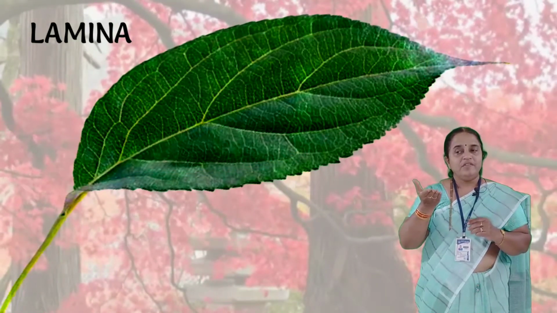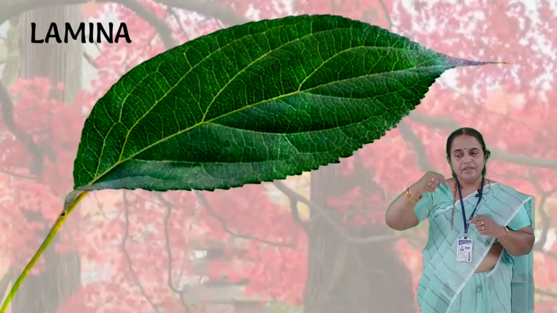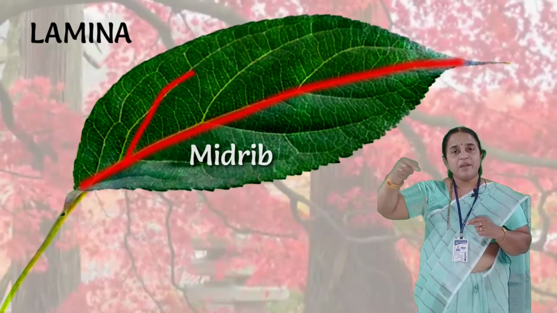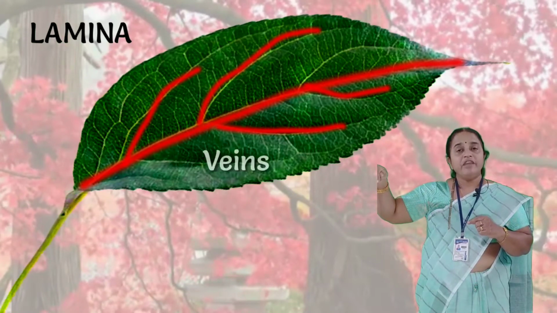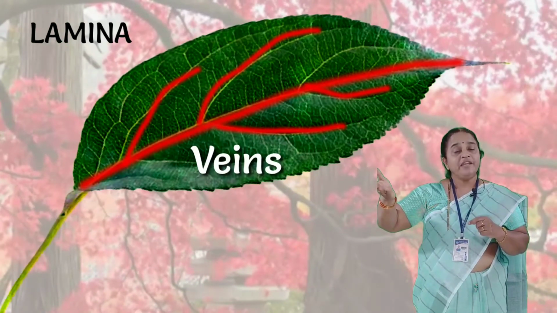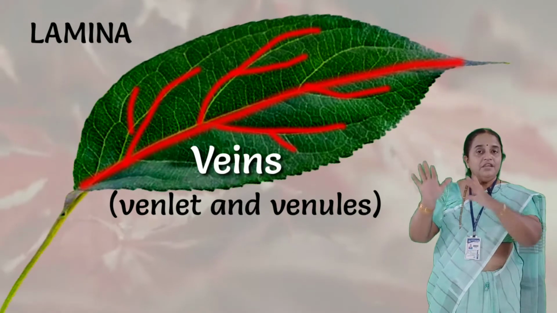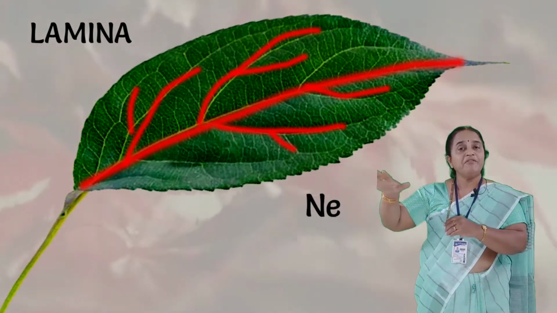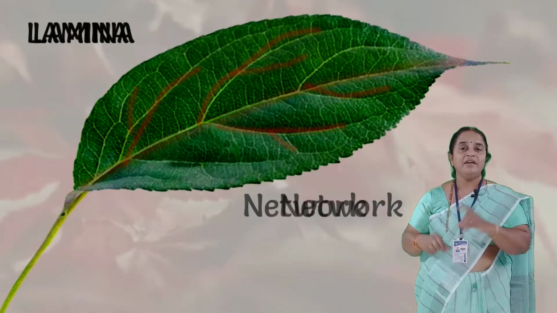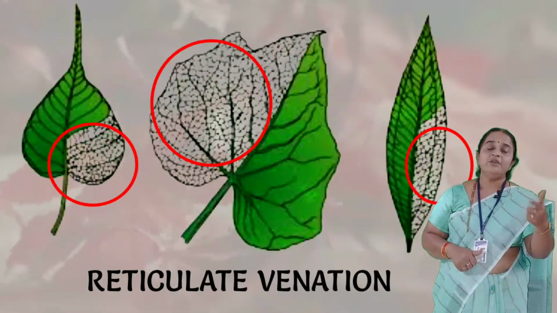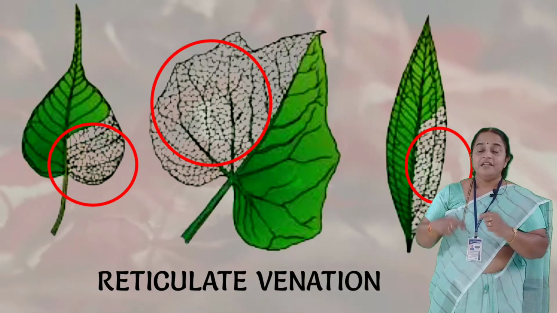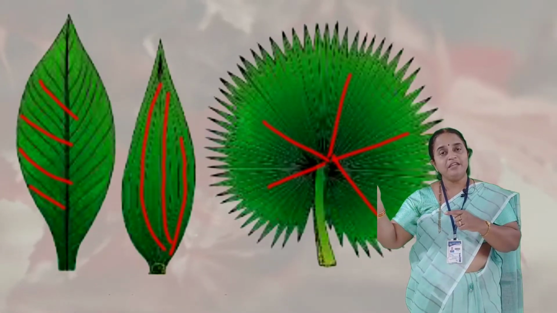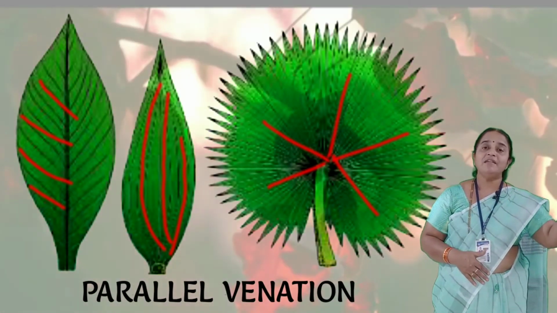When you see the lamina part, it has a midrib, the central axis. It gives branches called veins, rebranched into veinlets and venules. If this arrangement of veins, veinlets and venules is in the form of network on the leaf lamina, it is said to be reticulate venation. And if these branches run parallel to each other from base to apex of the leaf lamina, it is said to be parallel venation.